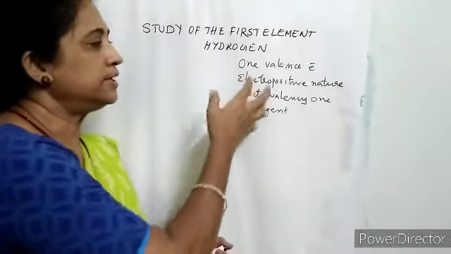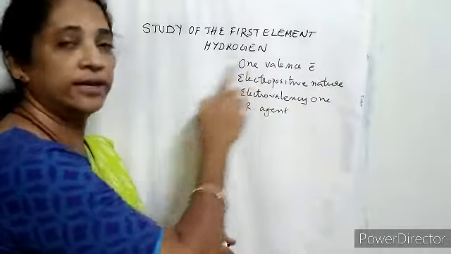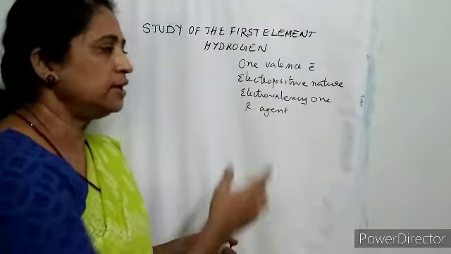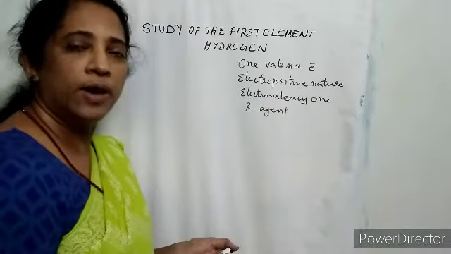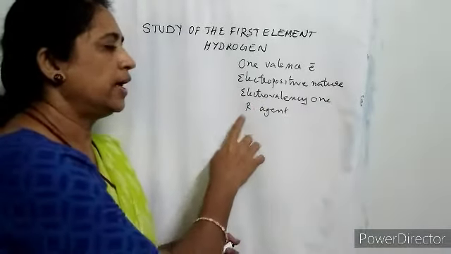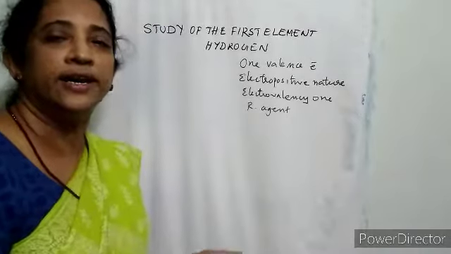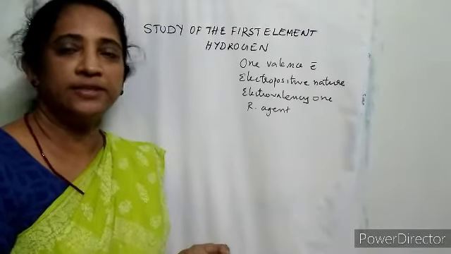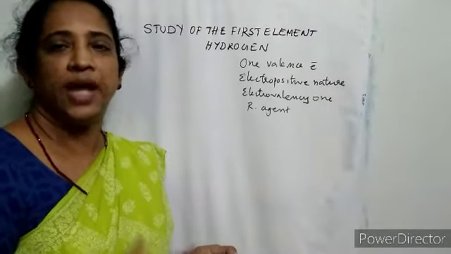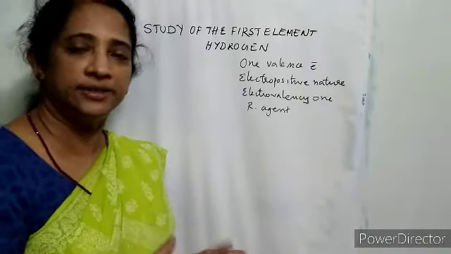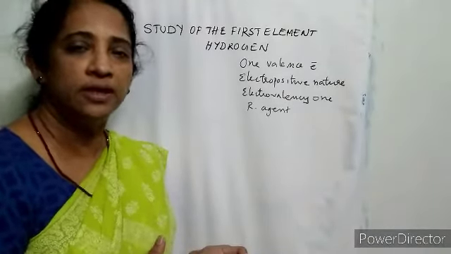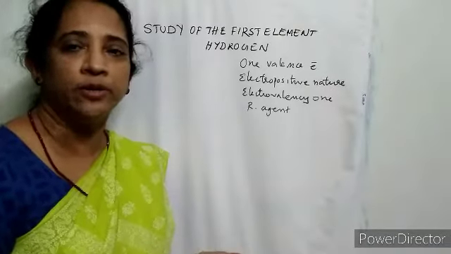Like alkali metals, hydrogen has one electron in the valence shell, is electropositive in nature, shows electrovalency of 1, and acts as a strong reducing agent. These are the similarities of hydrogen with the alkali metals. Due to these similarities, hydrogen is placed in group 1 along with the alkali metals in the modern periodic table.